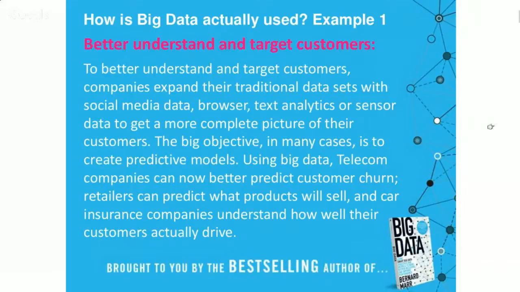Right. So here's an example of targeting customers. Adding in social media, text analytics, and sensor data to try to make predictions. So try to predict customer churn, how many customers you are going to lose. Retailers can predict what products will sell. Car insurance companies understand how well their customers drive.